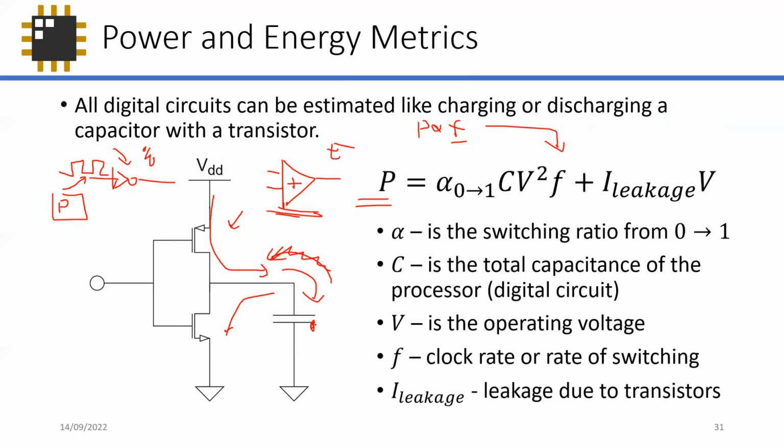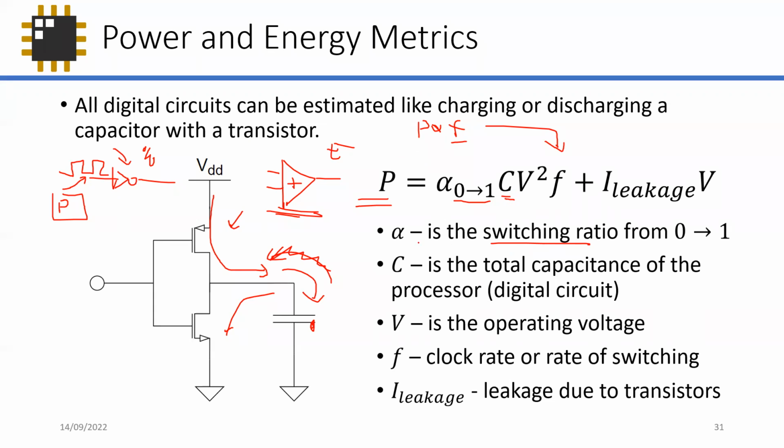That's fine. But we are interested in how much is my switching ratio. That's why we indicate that 0 to 1 switch. How much of the time am I actually charging the total number of inverters or ALUs or any digital circuit in the form of a capacitor? How much time am I actually switching the capacitor?